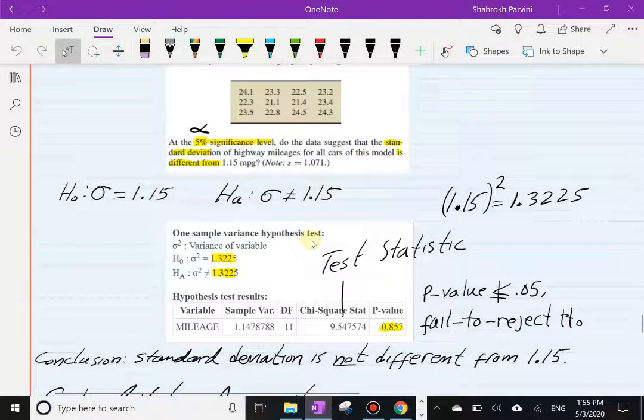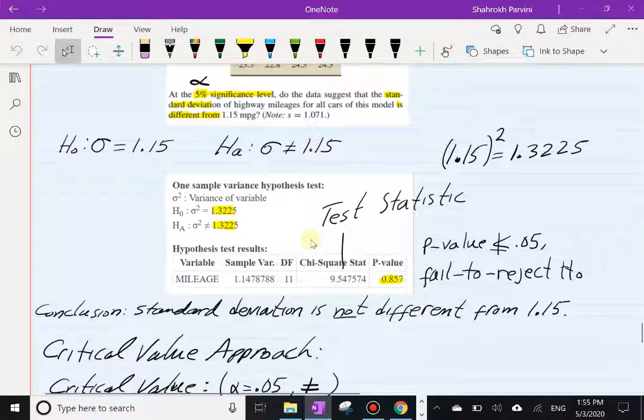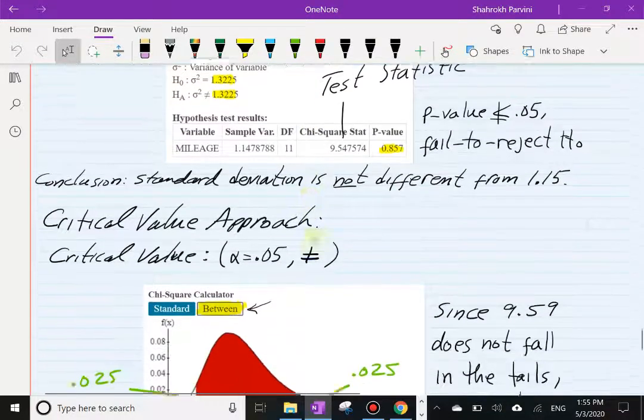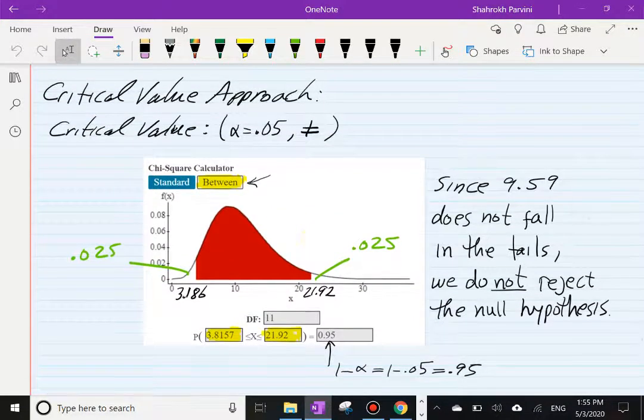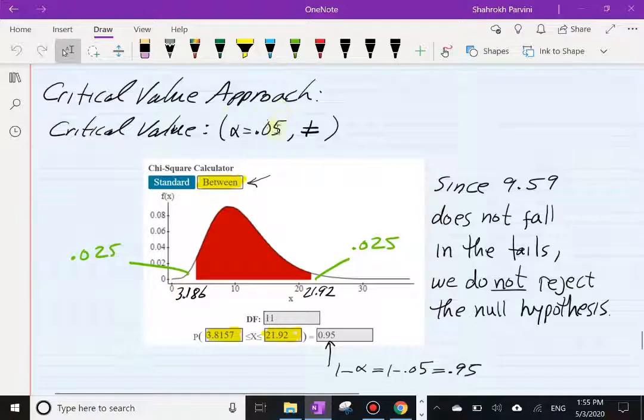Okay, and then our critical value approach, remember, StatCrunch doesn't do critical values, so we need to do it ourselves. And I need two pieces of information, my alpha and the alternative form, which is not equal to. That gives me a two-tailed test. And there you have it. So my critical values, how did I get this again? When alpha is 0.05 and this is two-tailed, it means I want 0.025 on the right, 0.025 on the left. So I chose the option between, and I made between to be 0.95. And then here, degrees of freedom, 12 minus 1 is 11, sample size minus 1. So that's how I got these two.